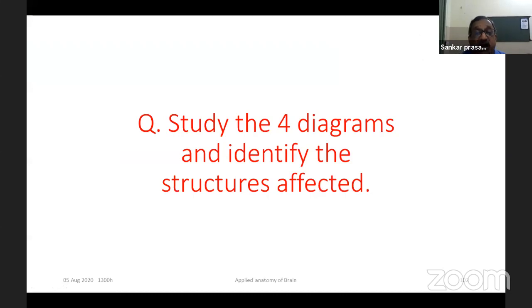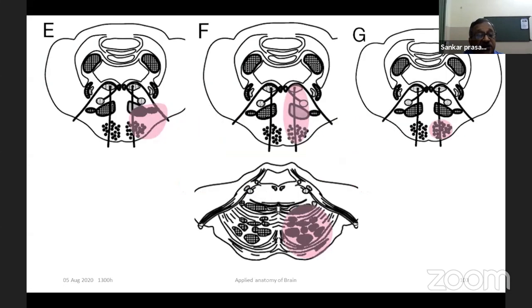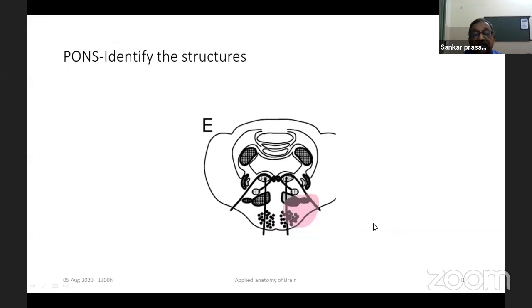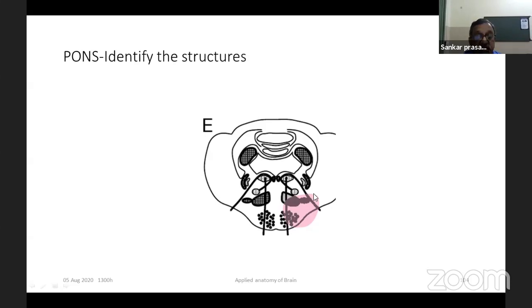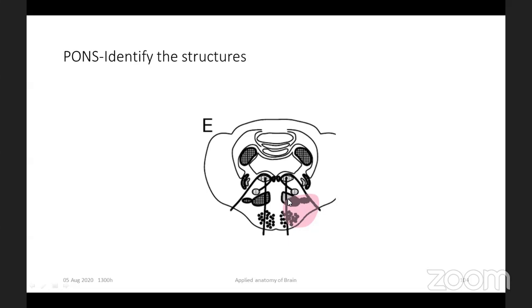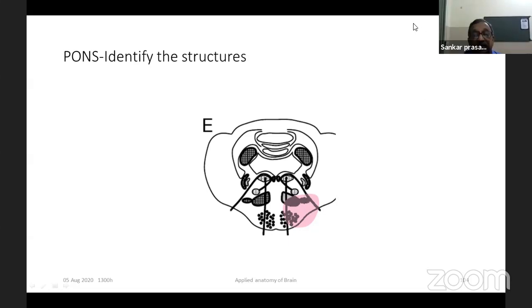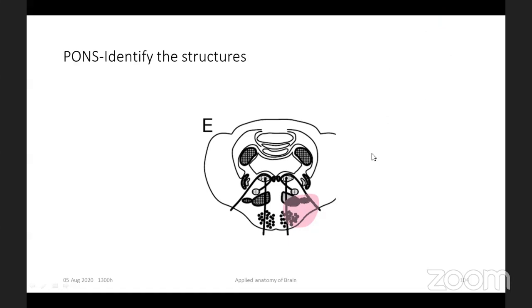Now study the four diagrams and identify the structures affected: E, F, G, H. I'll show you one after the other. What are the structures affected here in the pons? Corticospinal tract. What nerve is this? The sixth and seventh. Yeah, that's correct. Very nice.